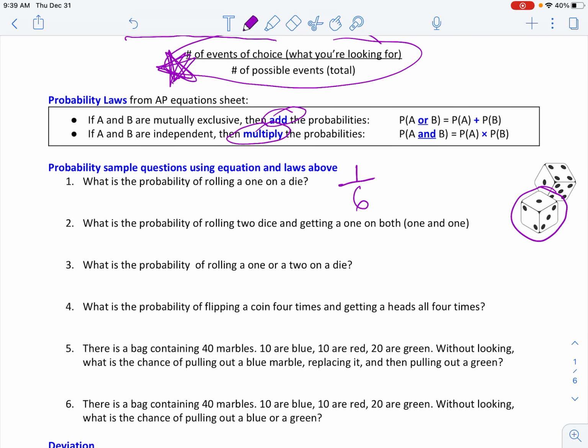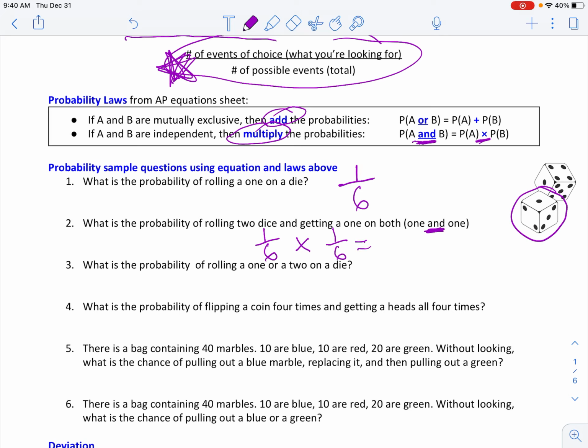Number 2, what is the probability of rolling 2 dice and getting a 1 on both? Okay, well, the probability of getting a 1 on one of them is 1 out of 6, and the probability of getting 1 on another one is 1 out of 6. Now do we add them together or multiply them? Look at our laws. We're using an "and" in the statement here, getting a 1 and a 1. So A and B are independent of each other, and if the probabilities of A and B are independent, we will multiply them together. So 1/6 times 1/6 equals.